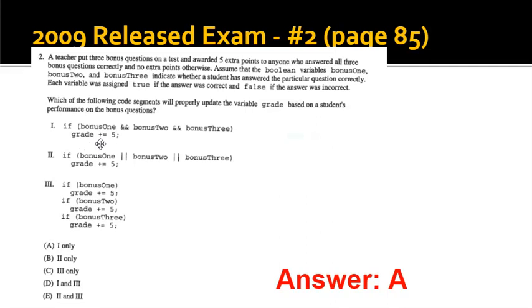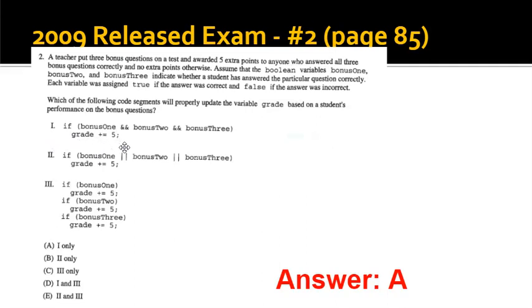Now this is the first time that we're seeing plus equals. Plus equals just stands for grade equal to grade plus 5. Now this is shorthand that we'll talk about a little bit more later, but for right now just know that we're adding 5 more to the grade. So in this case this would work because we're only letting them get points when all 3 of these Boolean values are true.